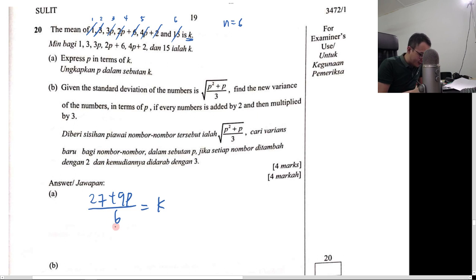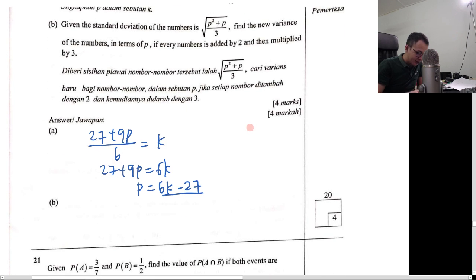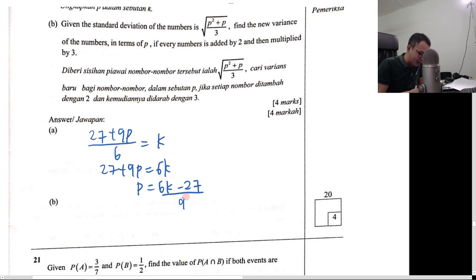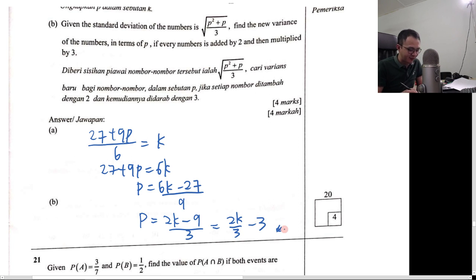So p in terms of k, right? So 27 plus 9p equals 6k. So p will equal 6k minus 27 over 9. Yeah, divide by 9. Yeah, because all the numbers can be divided by 3. So I will just divide by 3 for top and bottom. So you get 2k minus 9 over 3. Yeah, or if you want to separate them, you can also. 2k minus 3. Yeah, you can separate them if you want. Or else you just leave it in this pattern. I guess both are fine. Normally I don't like to separate.